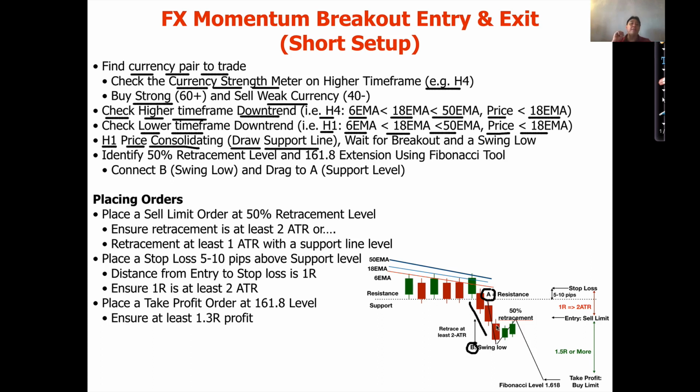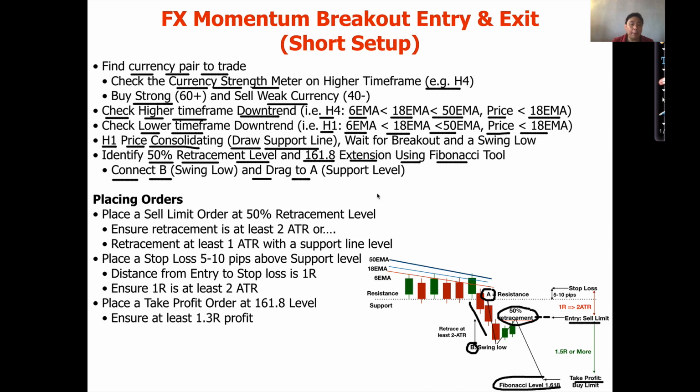So what do we do? I take the Fibonacci tool. I click on B, right? It says connect B, and drag to A, right? Connect B, drag to A on the Fibonacci tool, and it will show you two levels. It will show you the 50% retracement level, which is here. And that's the point where we will place our sell order. It will also show us the 161.8 level on the Fibo tool, which is over here. So that is where we'll place our profit target, take profit.